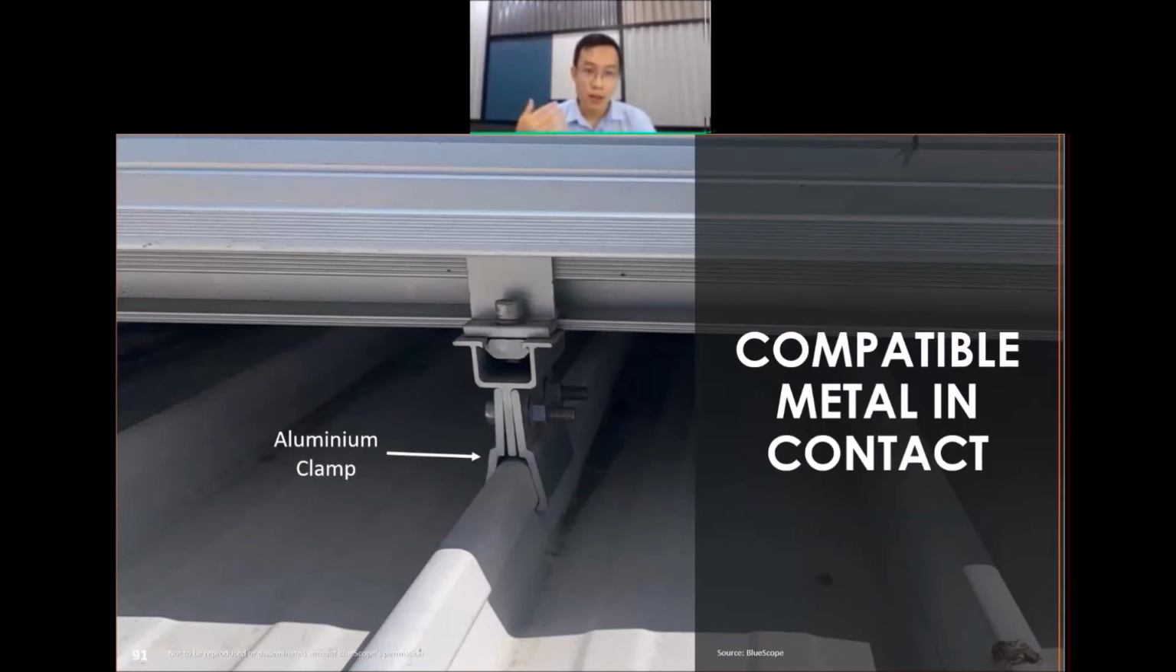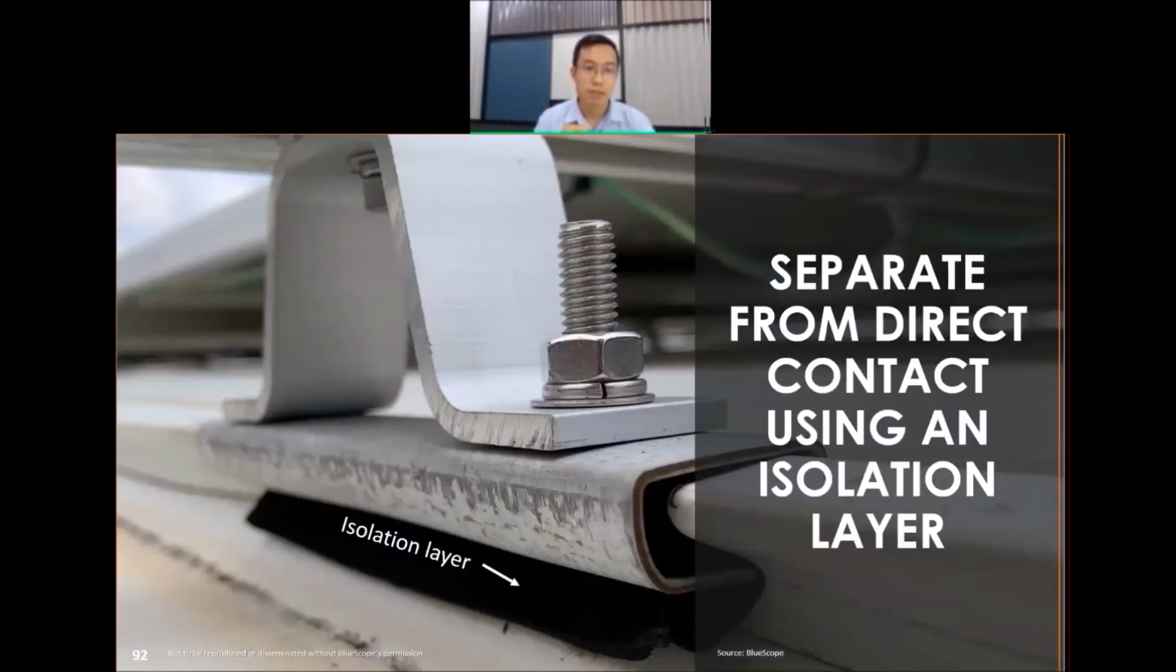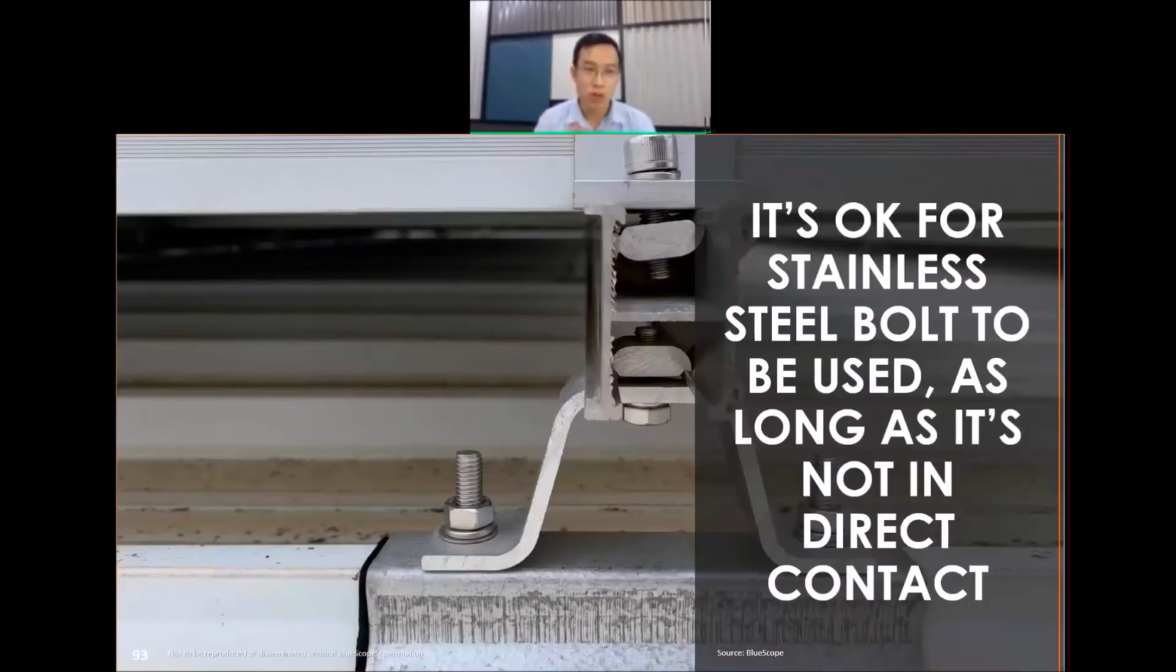Okay, and this is one example that is commonly seen, where they use a concealed fixed profile and aluminum clamps. If the metal is made out of stainless steel, which is normally not common, but I've heard of it before, if the clamps are made out of stainless steel, then you might want to consider an isolation layer between the steel cladding and the stainless steel clamps. It's okay for stainless steel bolts or components to be right above the steel cladding, but not in direct contact. That is the most important point.